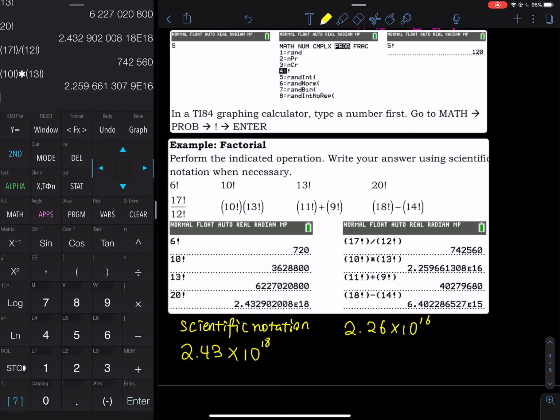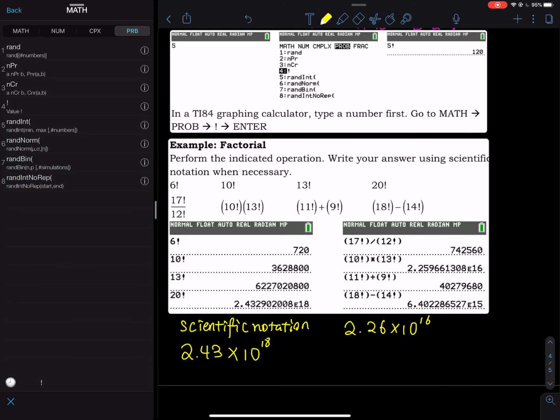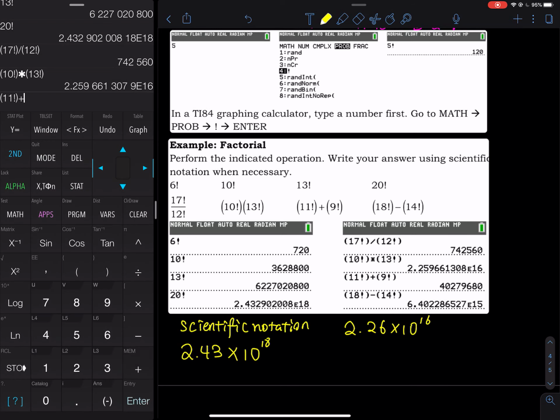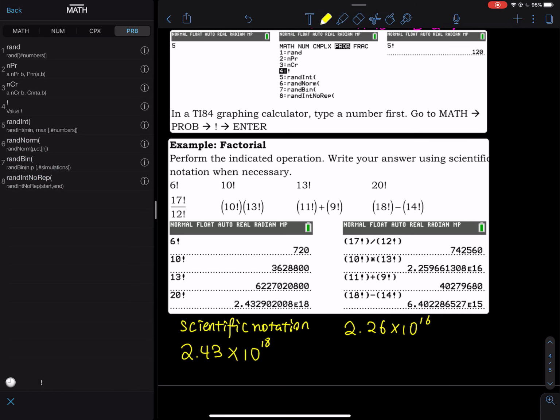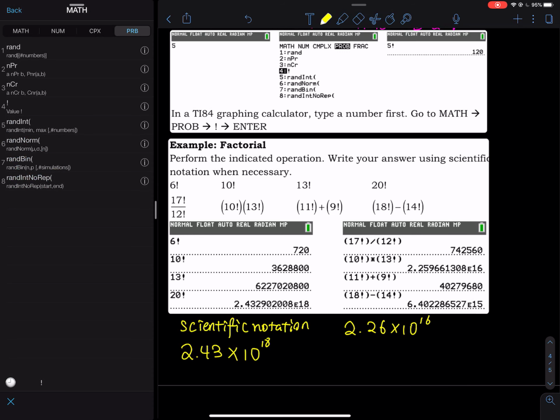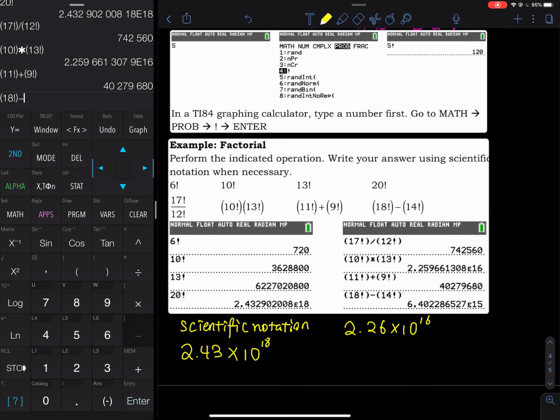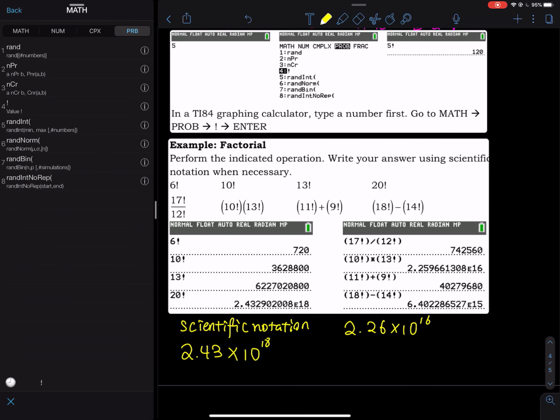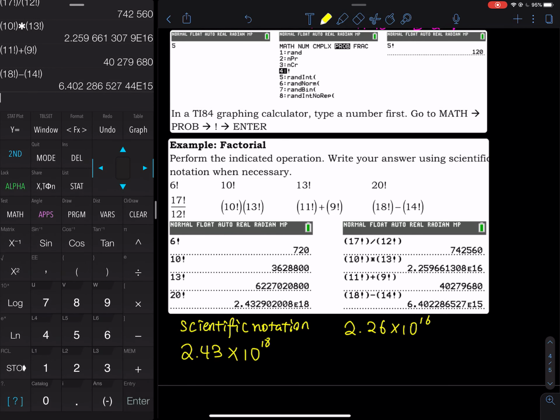And then let's do 11 factorial wrapped in a parenthesis, plus open parenthesis, 9, math, factorial. So that equals that. And then 18 factorial minus 14 factorial: 18, math, probability, factorial, minus 14, math, probability, factorial. So that equals that. The last one is 6.40 times 10 to the 15th power.